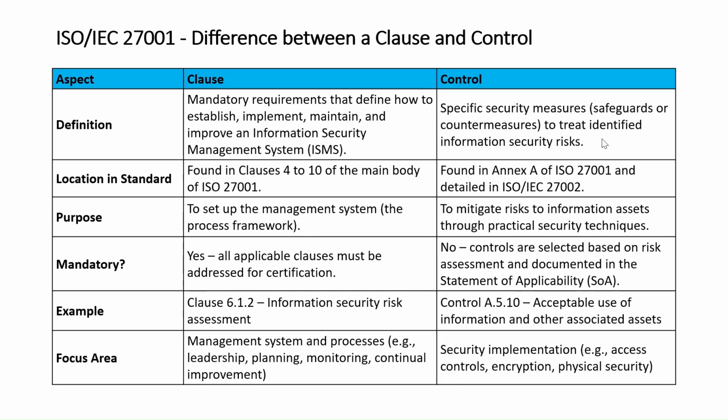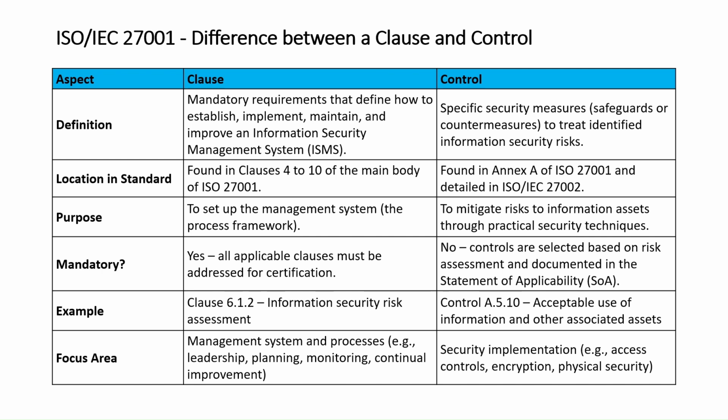Controls are not mandatory. Controls are selected based on risk assessment and documented in the statement of applicability. An example of a clause would be clause 6.1.2, which is information security risk assessment. An example of a control would be control Annexure A.5.10, acceptable use of information and other associated assets. The focus area of a clause is management system and processes, whereas the focus area of a control is security implementation, for example, encryption, physical security, or access control.